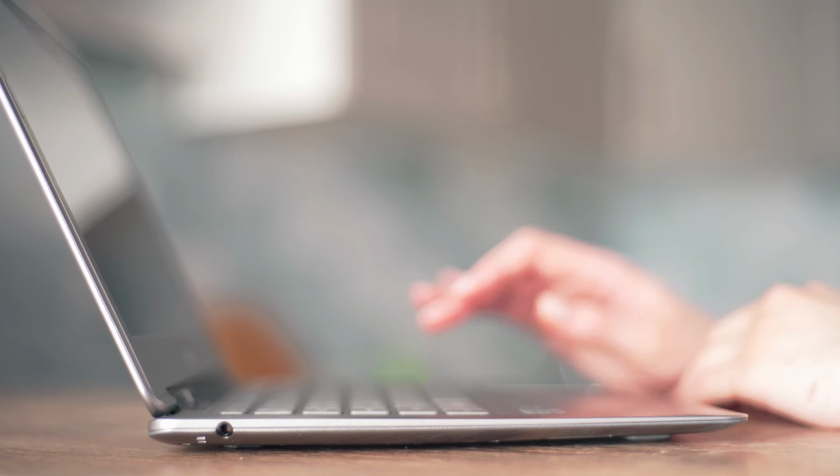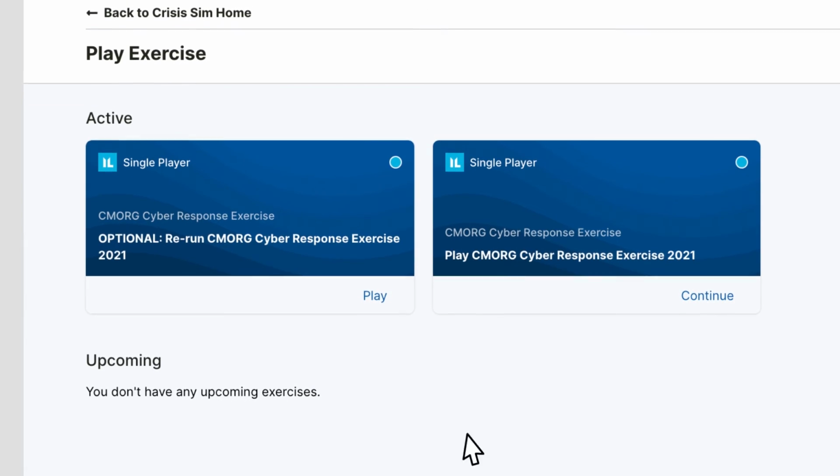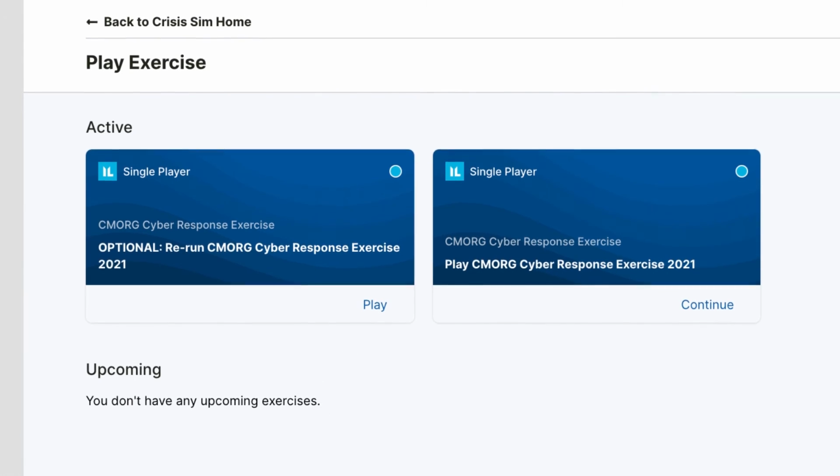You don't have to complete the exercise in one session, you can return to it at any time, and if you would like to run the exercise again, you can choose the rerun option in the play section of Immersive Labs.